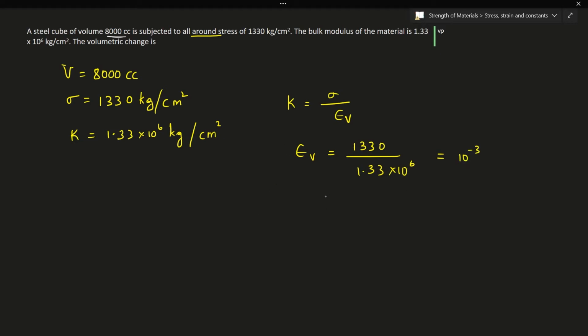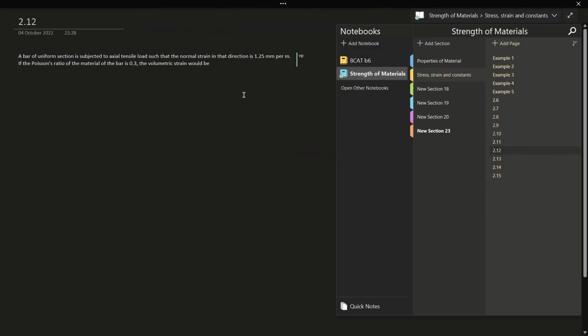Now volumetric strain is nothing but change in volume divided by the original volume, which is nothing but 10 to the power of minus 3. The original volume is given as 8000 cc, so the change in volume will be equal to 8000 into 10 to the power of minus 3, which is nothing but 8 cc or 8 centimeter cube. Right, so a fairly very simple question. So let me move to the next one.